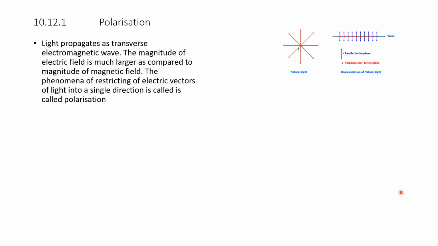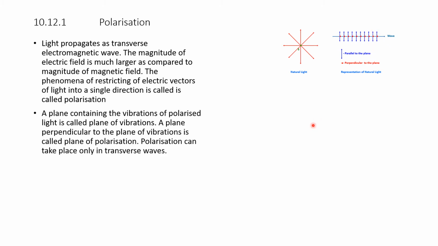Please see the figure. This is a point source of light, here natural light, and it has vectors in all directions. This is horizontal, this is vertical, in all directions. If you take another view, the red indicates the horizontal component, and these are all vertical components. That is, the blue colored lines are parallel to the plane and the red are perpendicular to the plane, which are shown as dots. This is the representation of natural light. Here, this is a wave with horizontal and vertical components.